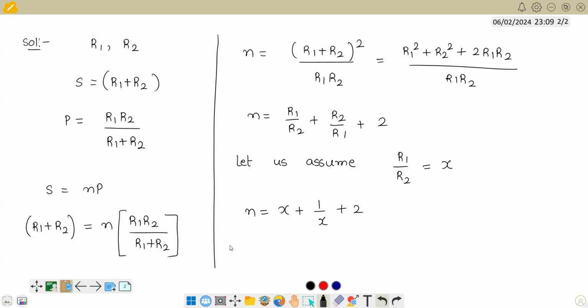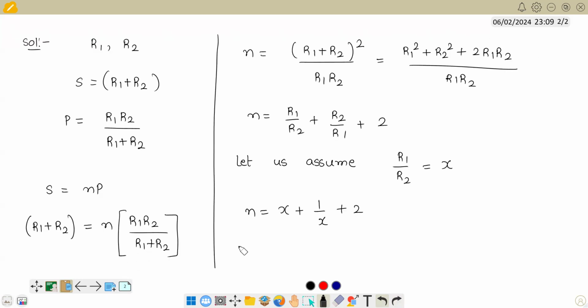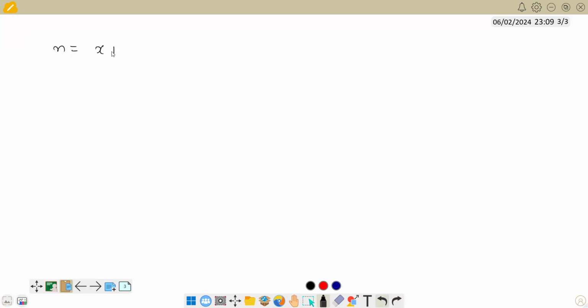Once we have an expression, we can find the least possible value for X, or what should be the value of X so that N is minimum, because the author is saying the minimum value of N. So we will use the maxima minima rule. What does the maxima minima rule say? First step is you will differentiate it with respect to its variable and equate it to 0. So we got N equal to X plus 1 by X plus 2.